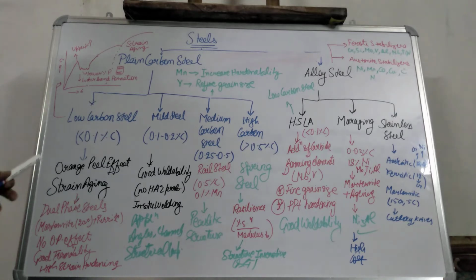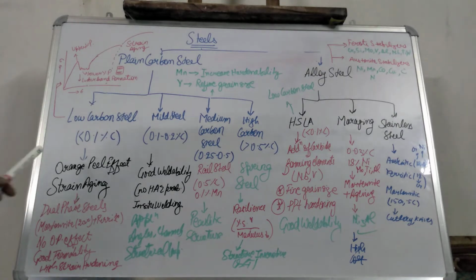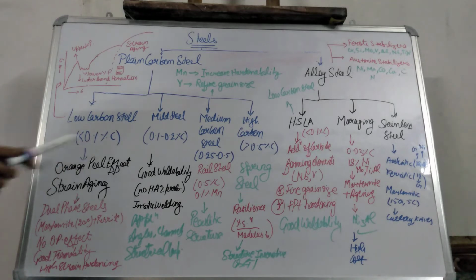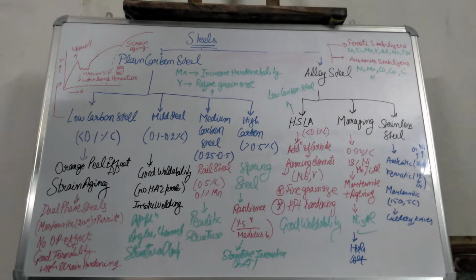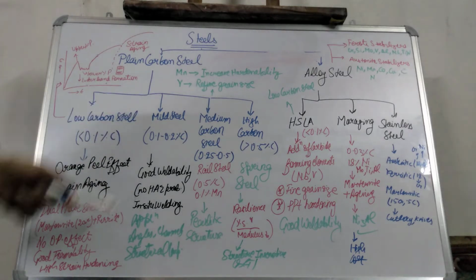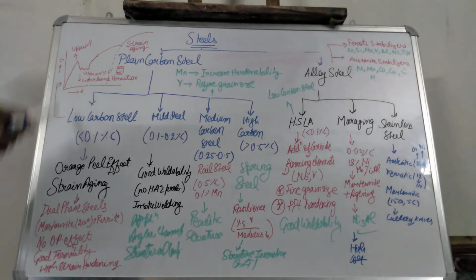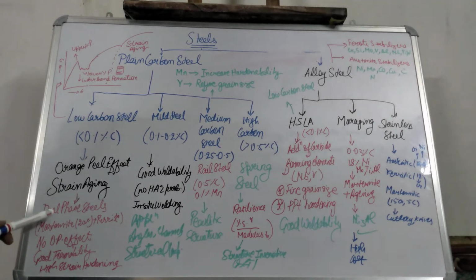And this is usually not desirable in the steel because it leaves marks on the surface, which is also known as the orange peel effect, and that is one of the disadvantages of using low carbon steel. Although low carbon content always promotes good weldability, as we'll see in mild steel. To overcome this, there is another kind of steel which also contains less than 0.1% carbon and which does not show the orange peel effect, that is called dual phase steel.